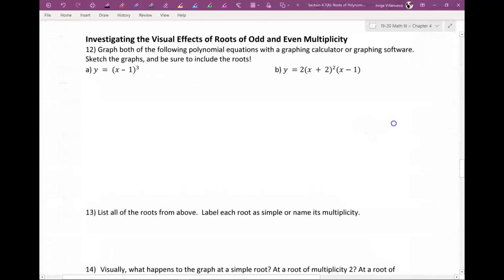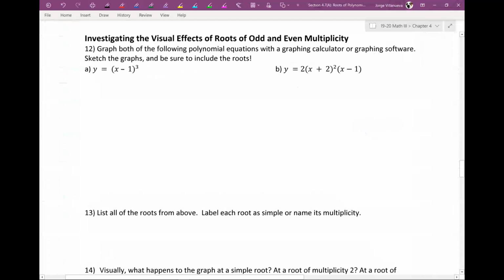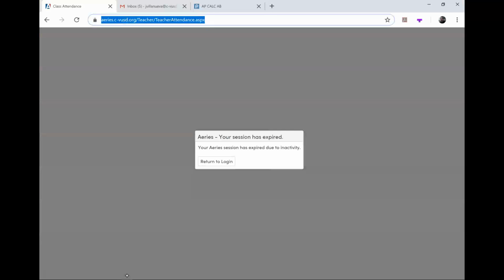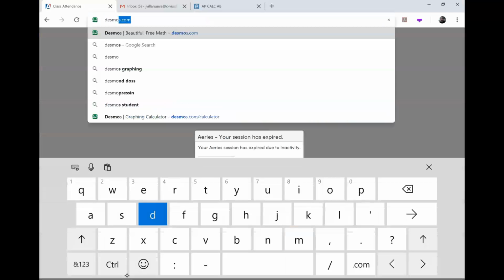This is that next page. It says graph both of the following polynomial equations with the graphing calculator or graphing software. Sketch the graphs and include the roots. So here's where I have to pull out Desmos for you guys. So (x - 1)^3. Let's do this one here.